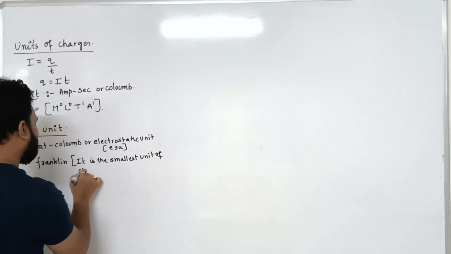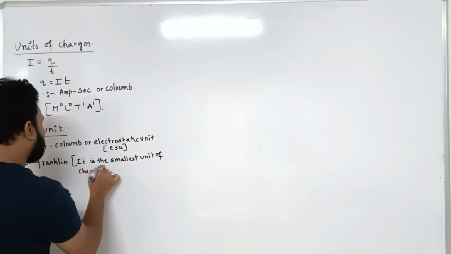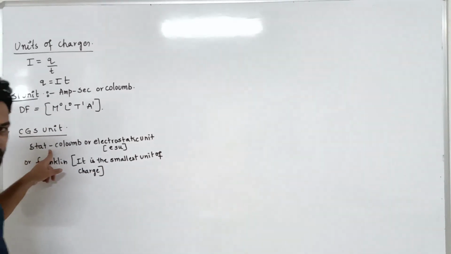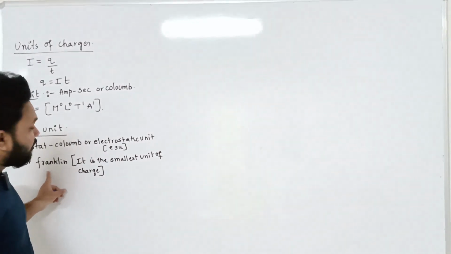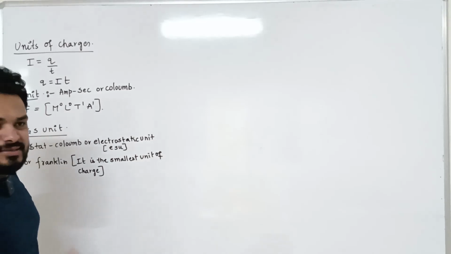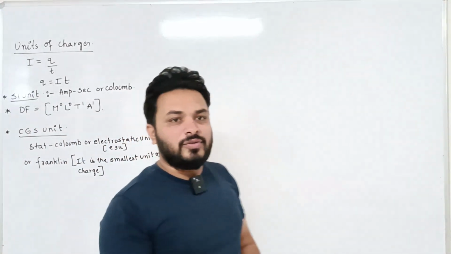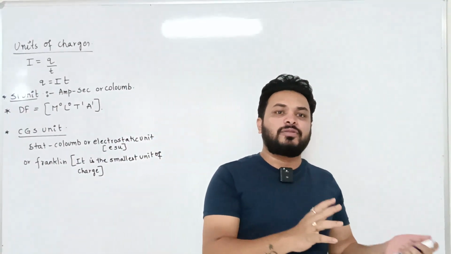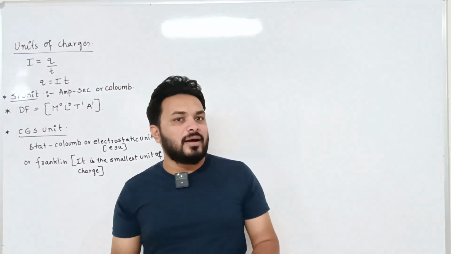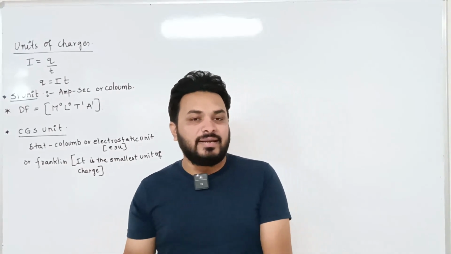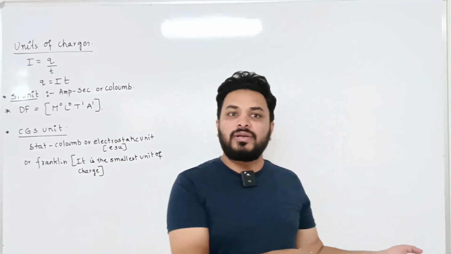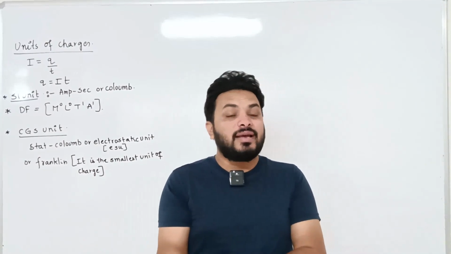Unit of charge. The CGS unit is the stat coulomb or electrostatic unit, or simply we call it a Franklin. It is the smallest unit of charge. We have seen in units and measurements that the SI unit of mass is the kg and the CGS unit is the gram; the SI unit of length is the meter and the CGS unit is the centimeter; the SI unit of force is the Newton and the CGS unit is the dyne.